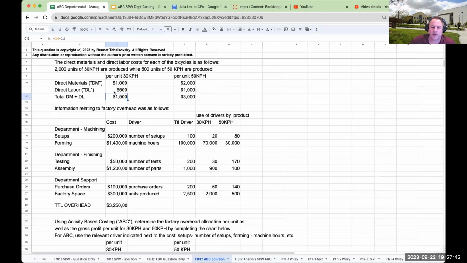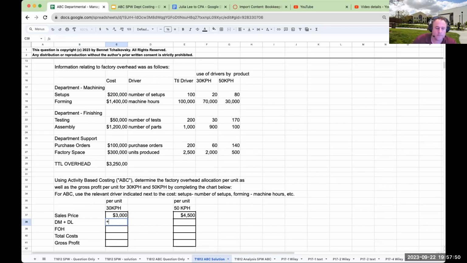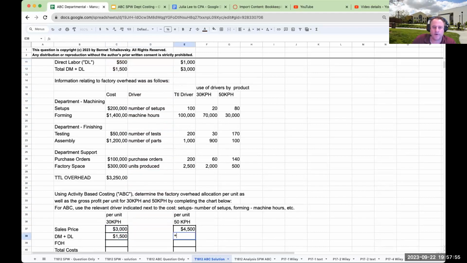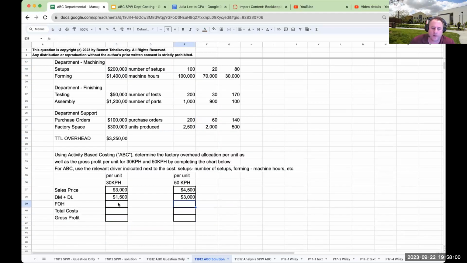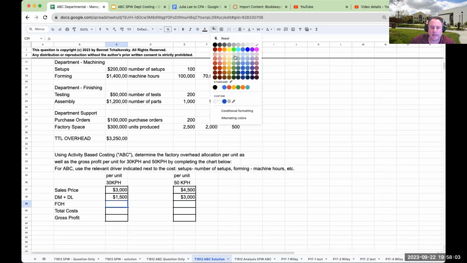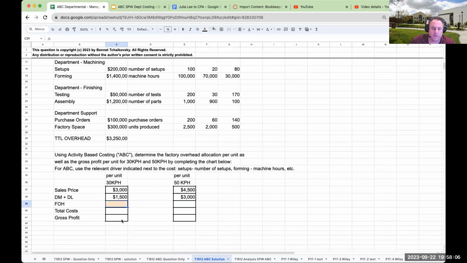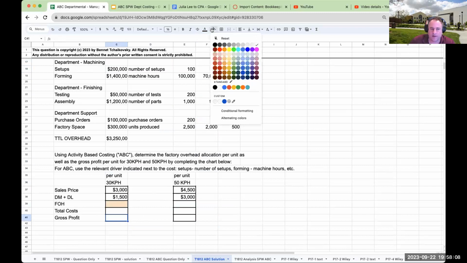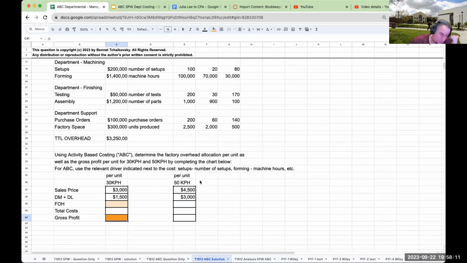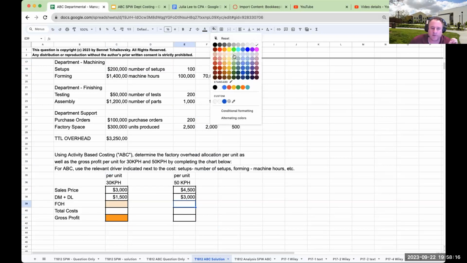The per unit direct materials and direct labor cost for the 30 kph are going to be $1,500. For the 50 kph, the direct materials and direct labor costs are $3,000. Over here, we need to figure out what our factory overhead is, and at the same time what our gross profit is using activity-based costing. We'll have to do the same thing for the 50 kph, and we'll do this with a little purple.